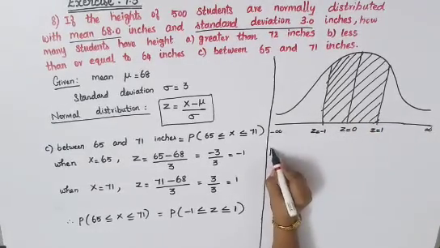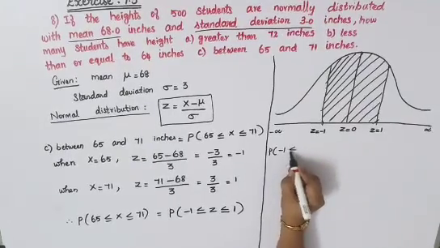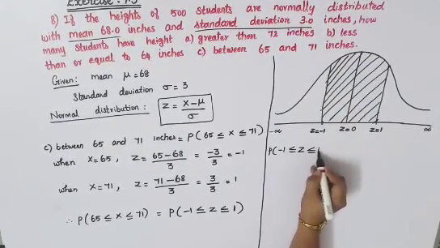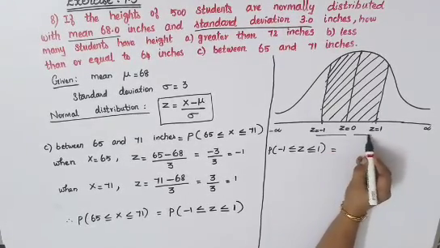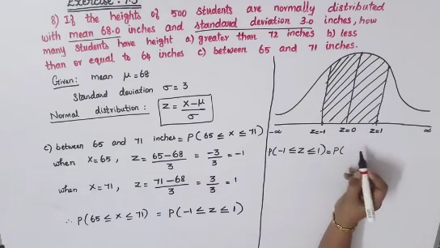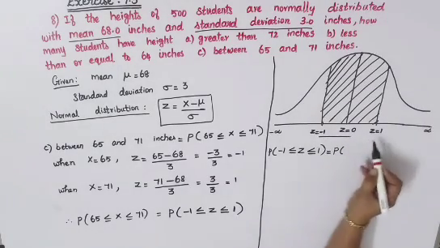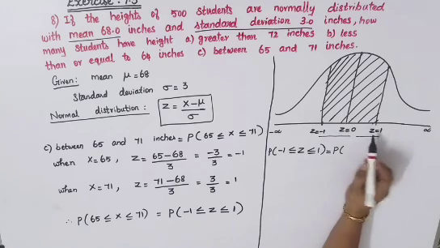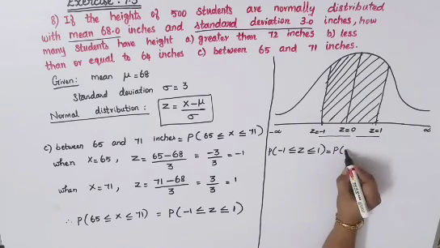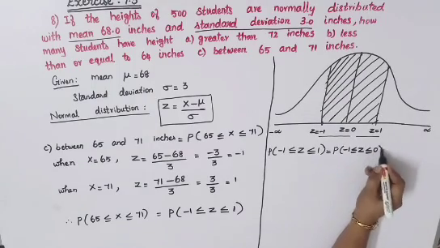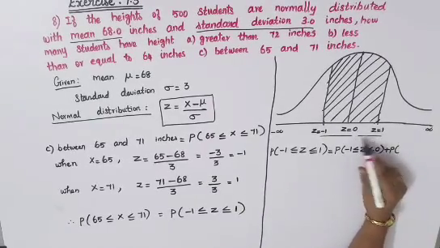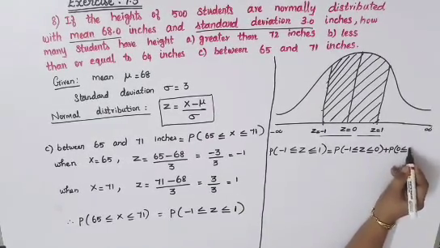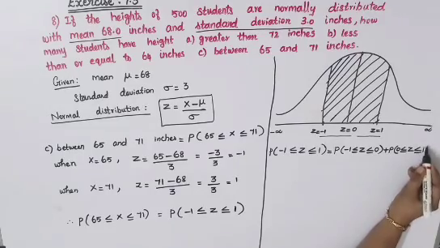Okay, that is P of minus 1 less than or equal to z less than or equal to 1. So you can split it up like this, minus 1 to 0, then 0 to 1. If you add both, you'll get this region. Okay, so that is P of minus 1 less than or equal to z less than or equal to 0. That is your first part, this part. Then plus P of 0 to 1. Okay, so 0 less than or equal to z less than or equal to 1.